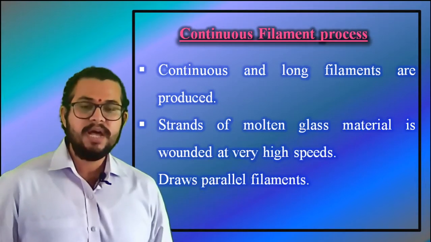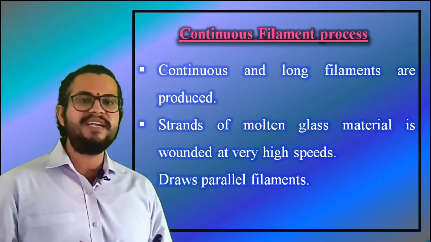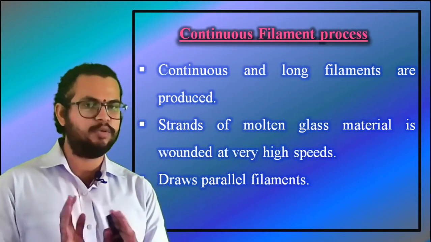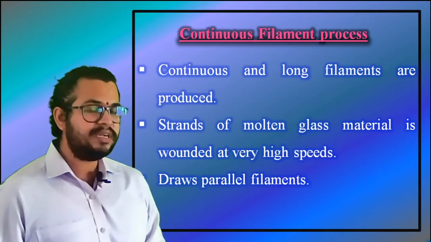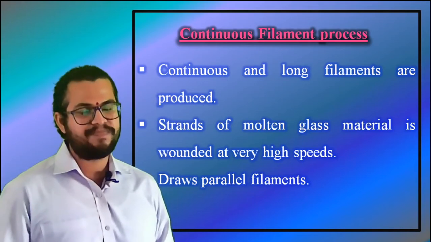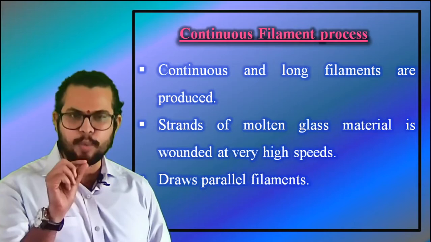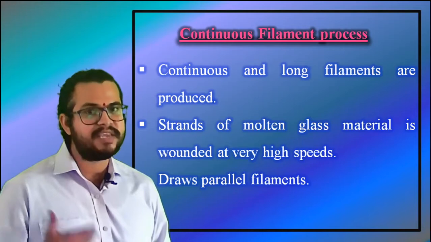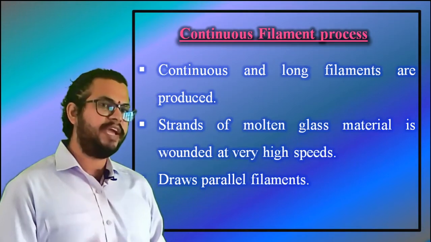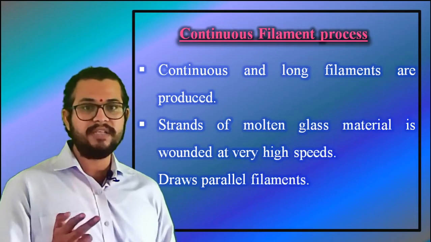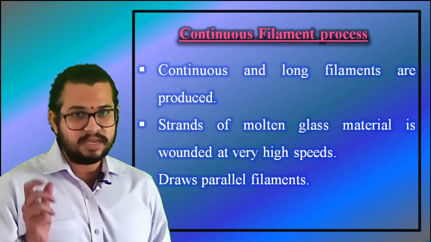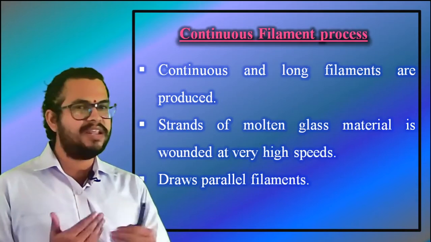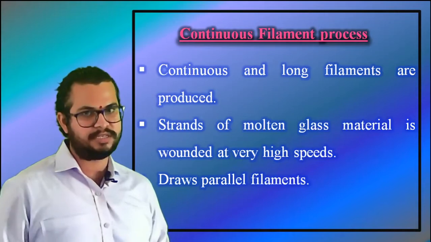In this process, continuous filaments of indefinite length are produced. We don't have a proper length to be defined here. The molten glass passes through spinnerets having hundreds of small openings. These strands of multiple filaments are carried to the winder, revolving at a very high speed of more than 2 miles per hour. This process draws out the fibers in parallel filaments of the diameter of the openings.